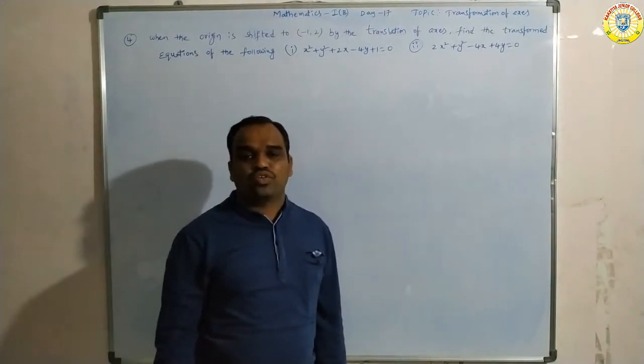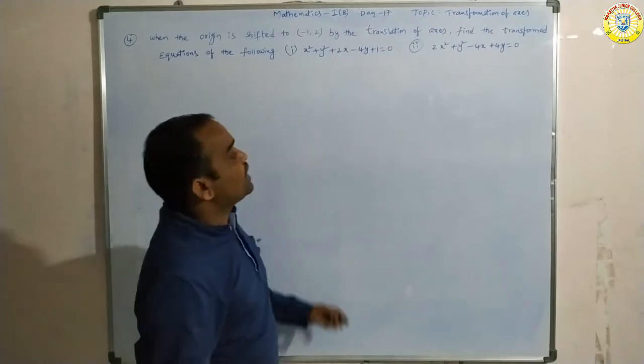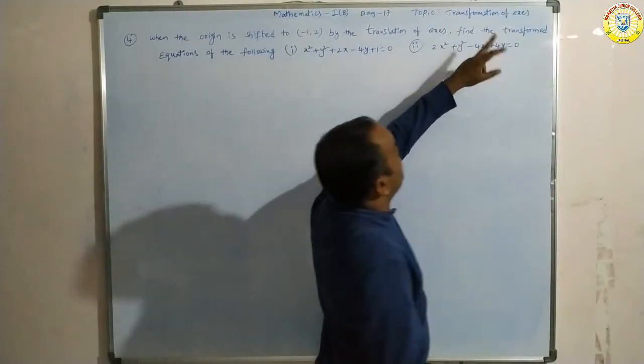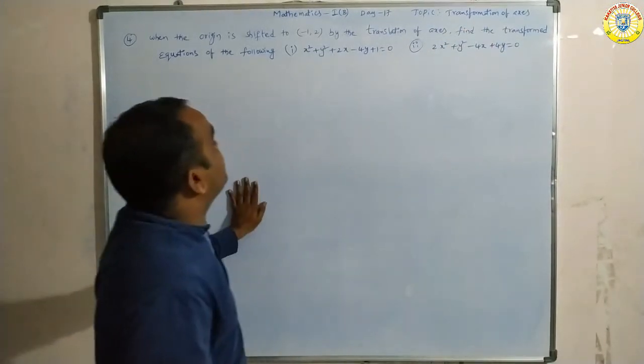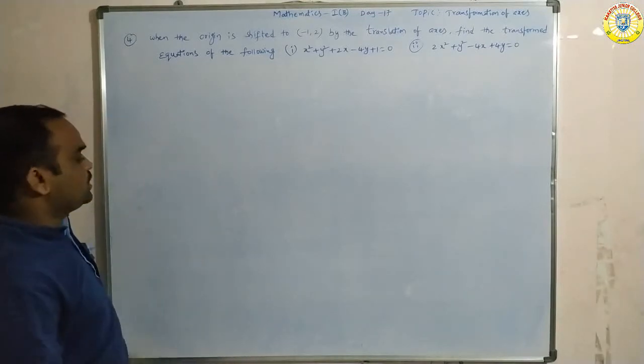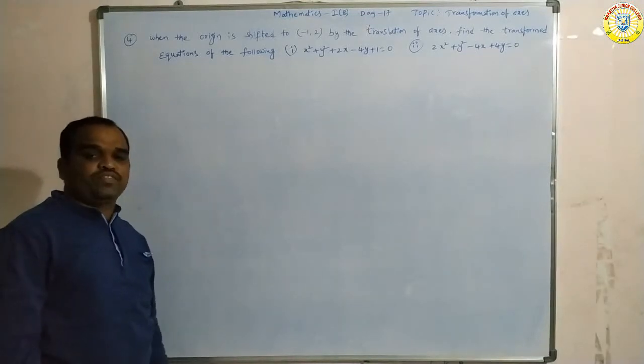Welcome to Maths 1B. So, what is our running topic, sir? Transformation of axis is our running topic. Okay, now we are continuing the classes. Already in the last class, 3 problems were completed.